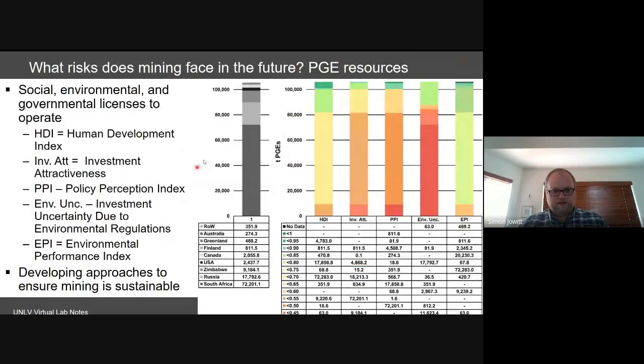Similarly, other types of risks and other things to think about, which is platinum group elements. We can compare the locations of platinum group element resources that will be mined in the future to things like the Human Development Index. How is this mining linking to social development, investment and policy perception from a business side, environmental risk and environmental performance? So are we going to be able to produce these platinum group elements in a sustainable way? Is it going to help support human development? Is it actually going to be an environmental problem, the extraction of these metals? All of this leads into developing approaches to mining that ensure mining is as sustainable as possible and is beneficial for people both locally and globally.